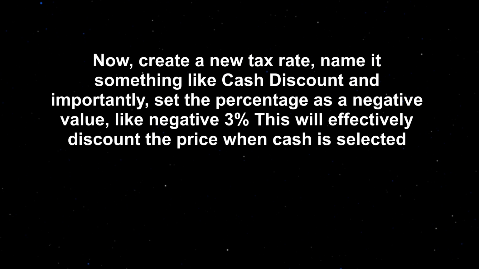Now, create a new tax rate, name it something like cash discount, and importantly, set the percentage as a negative value, like -3%. This will effectively discount the price when cash is selected.